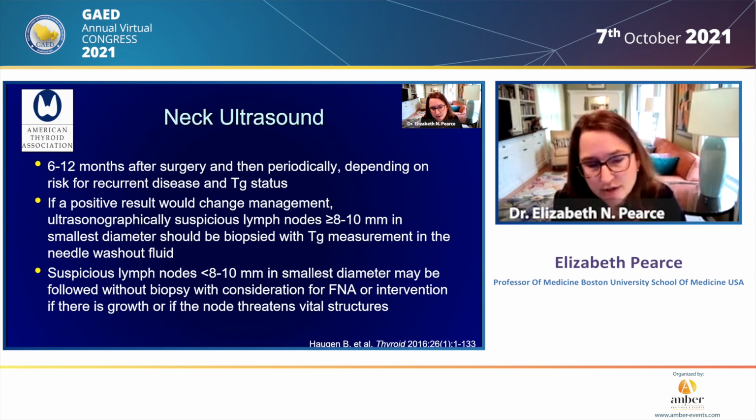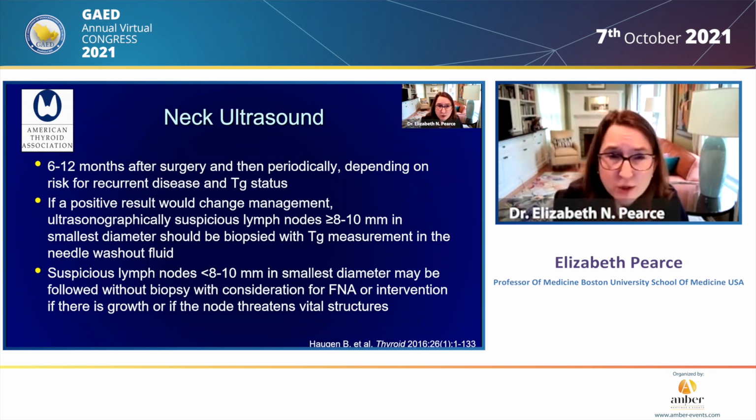If you detect a node that looks suspicious on neck ultrasound, that should be biopsied if having a clear diagnosis of malignancy in that node would change clinical management. And really, if that lymph node is at least 8 millimeters in smallest dimension. Smaller nodes, for the most part, we can just watch without biopsy.